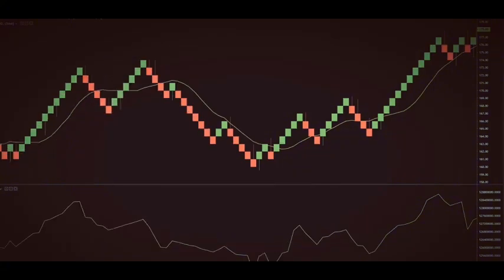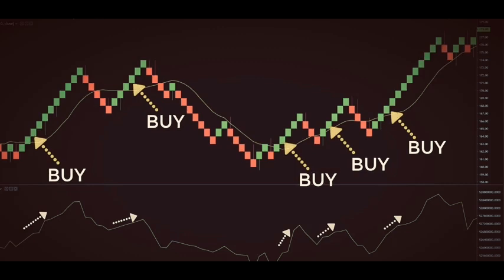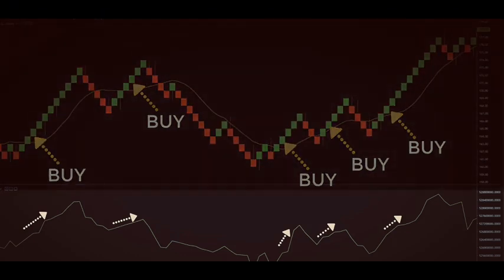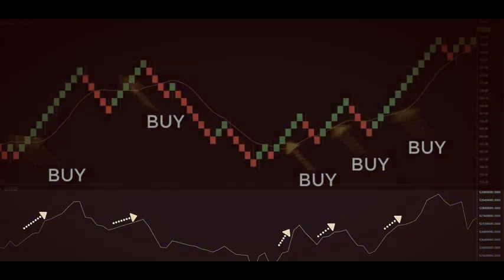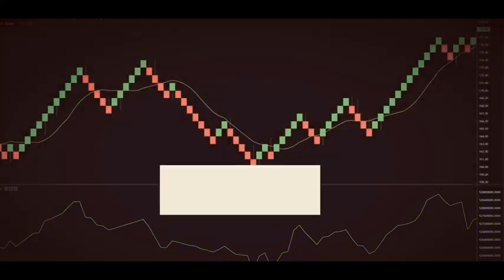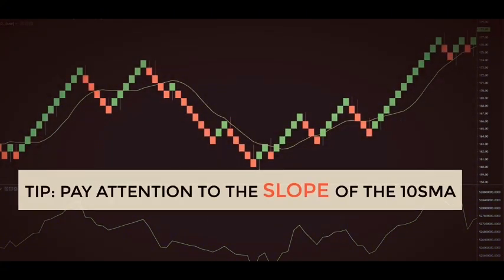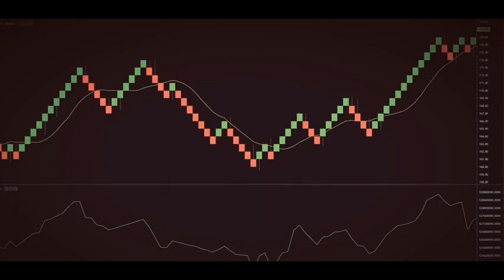And here we have another chart, during which we had 5 signals. Remember to always look at the on-balance volume to confirm the entry. Also, here's another tip to reduce your losses. Take a closer look at the slope of the 10 moving average. For better quality signals, try to enter the market when the moving average is pointing upward.